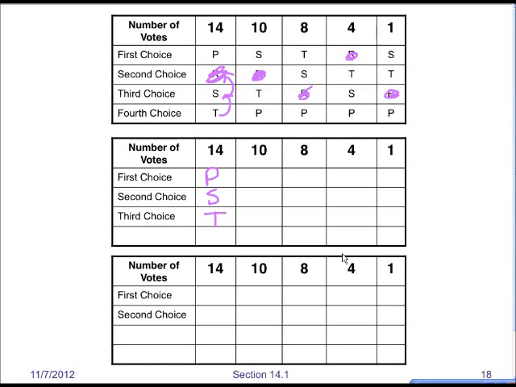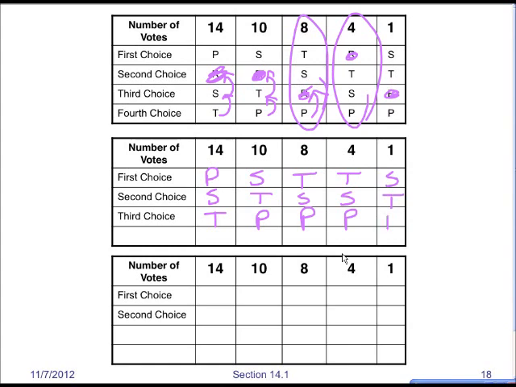Now for the 10 ballots, again, anybody below Rita gets moved up. So we still got Sarah at the top, but Tim is now second choice, and Paul is third. In the 8 column right here, Paul gets moved up to third choice. So Tim, Sarah, and Paul. With the 4 ballots, everybody gets moved up. So Tim now has first choice. Second is Sarah, and then Paul. And the last column, Sarah, Tim, and Paul.